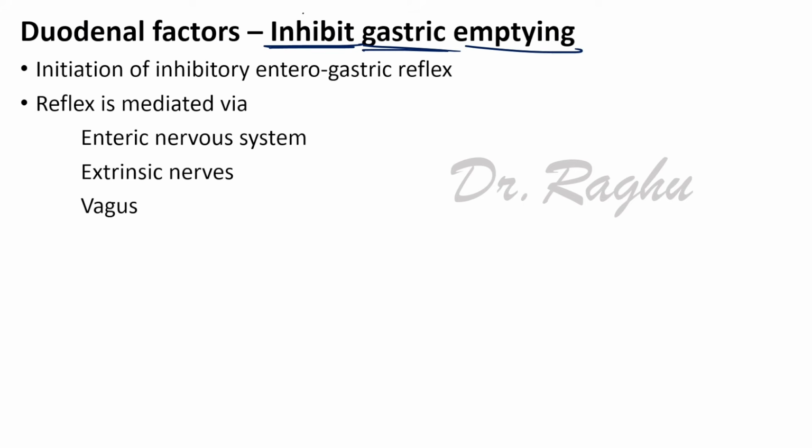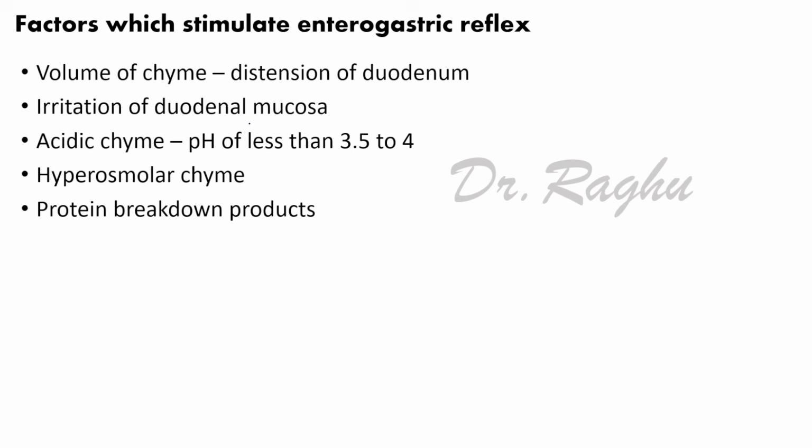by initiation of an inhibitory reflex, a very important reflex which is called the enterogastric reflex. Remember that this enterogastric reflex is mediated via the enteric nervous system, via the extrinsic nerves, as well as via the vagus. So what are all the factors which are going to stimulate the enterogastric reflex? Remember, stimulation of the enterogastric reflex means what? Inhibition of the gastric emptying.